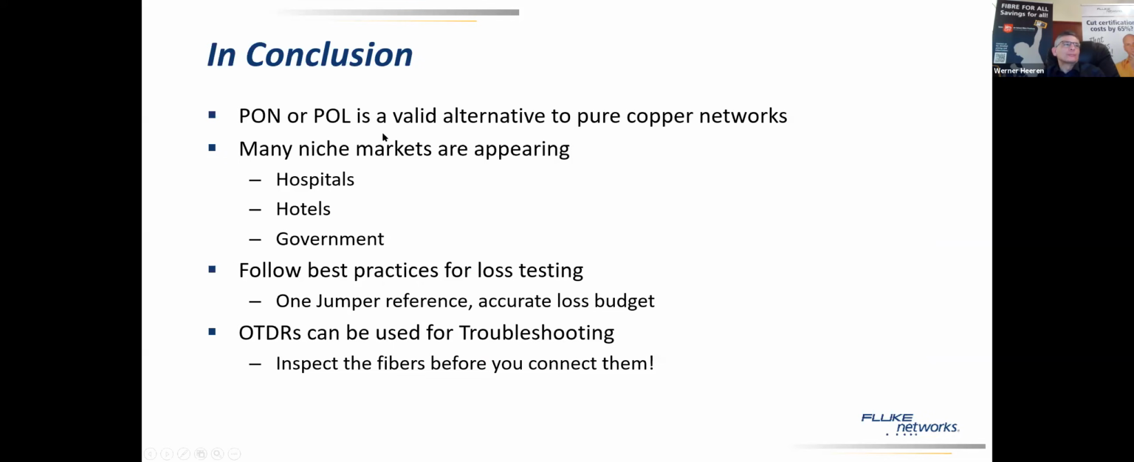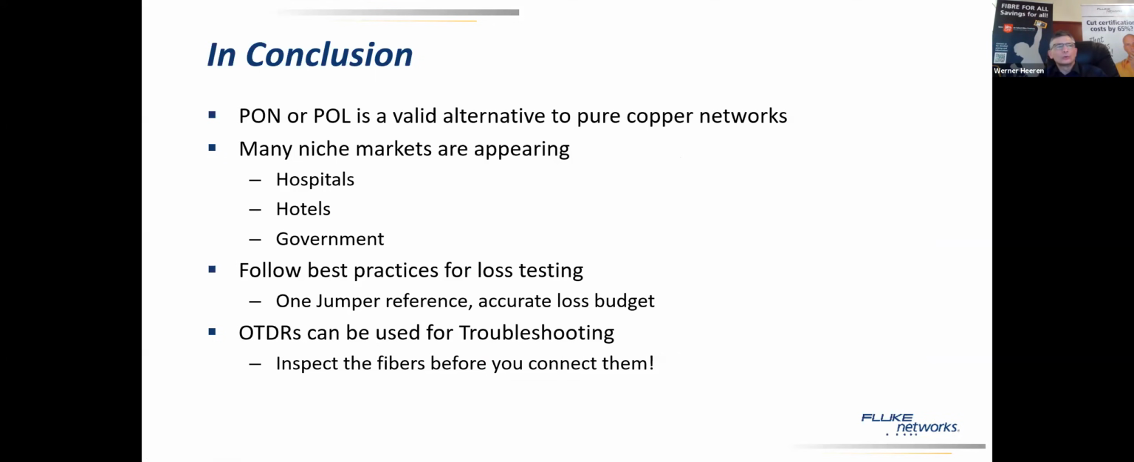So in conclusion, the PON, passive optical local area network, is a valid alternative to pure copper networks because, as Shahir already mentioned, it's cheaper: only one fiber to pull for a pretty long distance, and then at the end you split it to the different users. We see it coming more and more, not just to the home, from the telco to the home, because it typically comes from the telco environment.